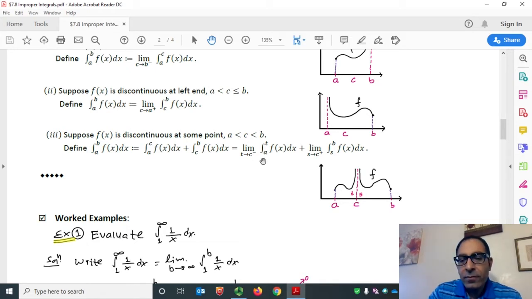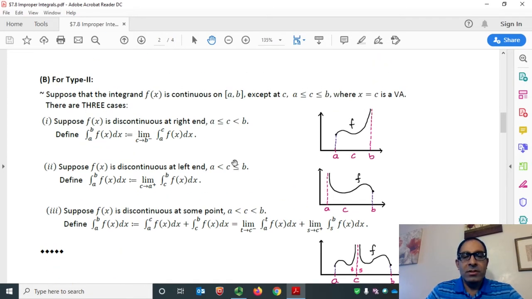Similarly, the integral of f(x) dx from c to b is not defined at c, so I need to pick a number bigger than c and define the integral of f(x) from s to b, because s is bigger than c, and then take the limit as s goes to c from the right of c. So this is the limit as s tends to c plus of the integral of f(x) from s to b. I hope this makes sense and is clear. So please pause the video and go over it a couple of times, because this definition is important.